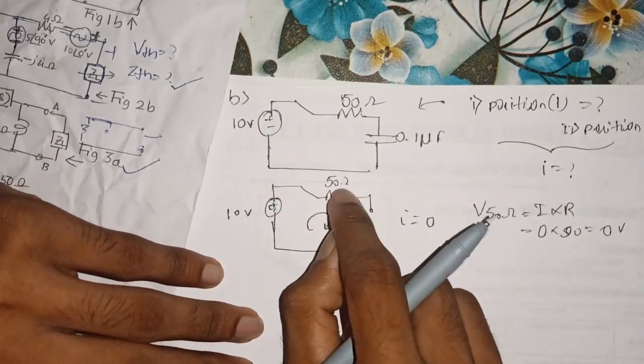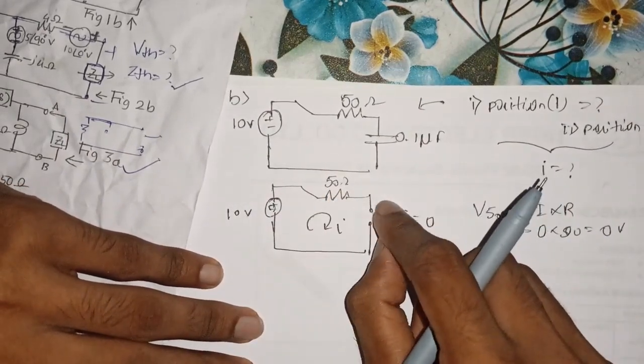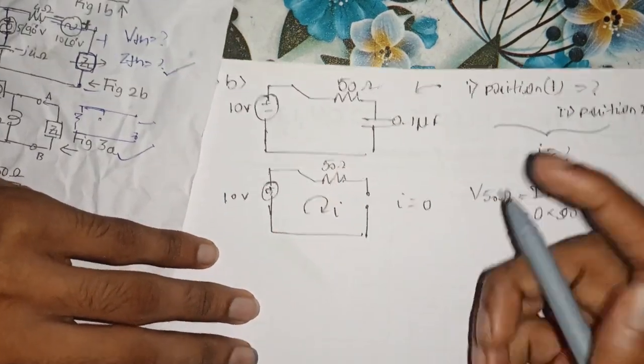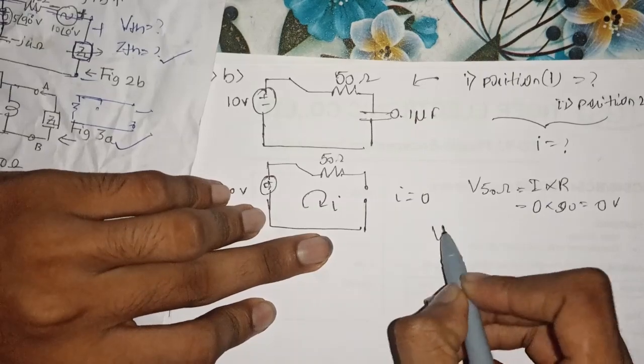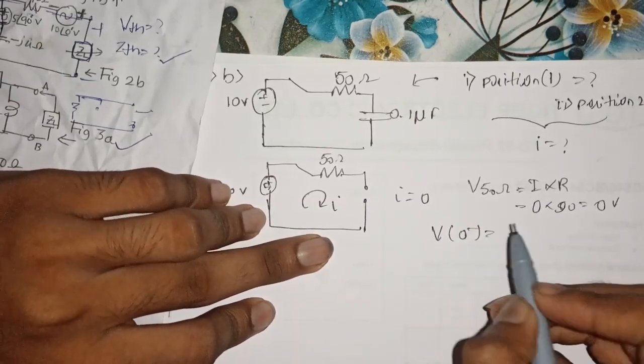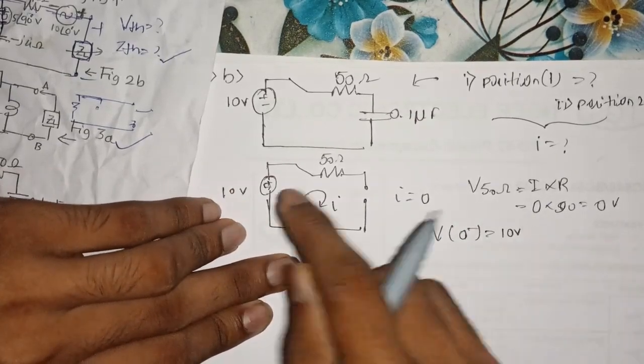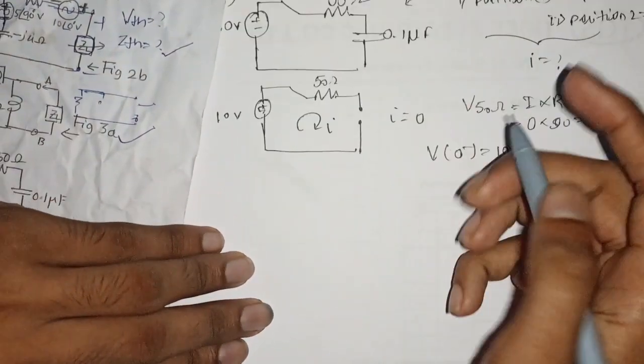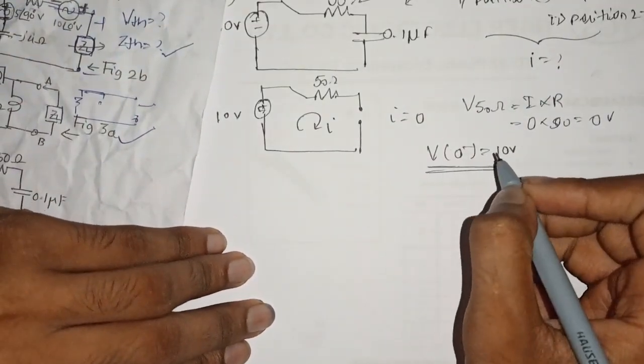So there will be no voltage drop across the 50 ohm resistance. And what is the voltage across here? The same voltage appears, since there is no voltage drop across the 50 ohm resistance. So the voltage across the capacitance at 0 minus is 10 volts. Since there is no voltage drop, the same voltage appears across this terminal. As we can see here, 10 volts is the answer.